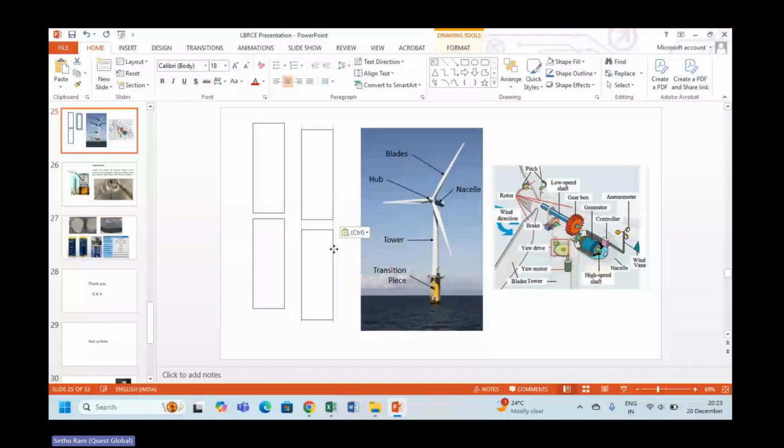Okay, so the tower will have four sections: the top section, mid one, mid two, and the bottom section. Whatever they design, you have to design the entire tower portion. Inside the tower portion, you will have platforms, so you have to design the platforms. In each section, at least one to two platforms will be there, and I will show the platforms.